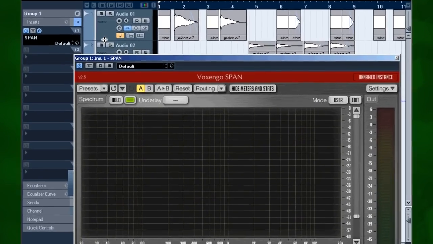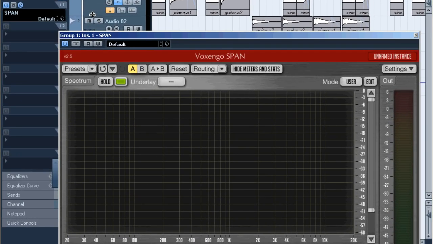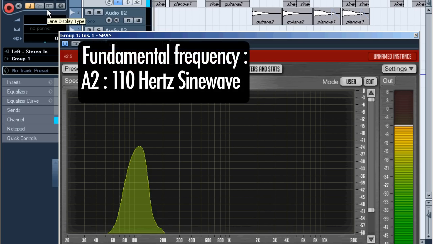So in this project I'm going to take a look at the fundamental frequency, and I'm going to take a look at the instrument sound, and I'm going to compare that with a frequency analyzer so you can see the harmonics.